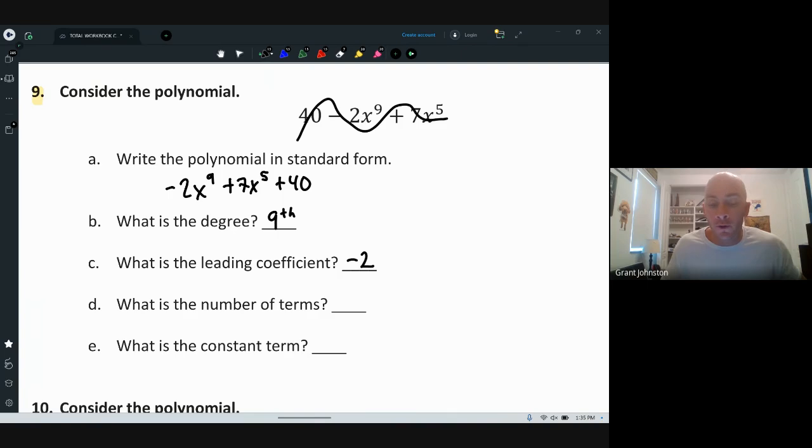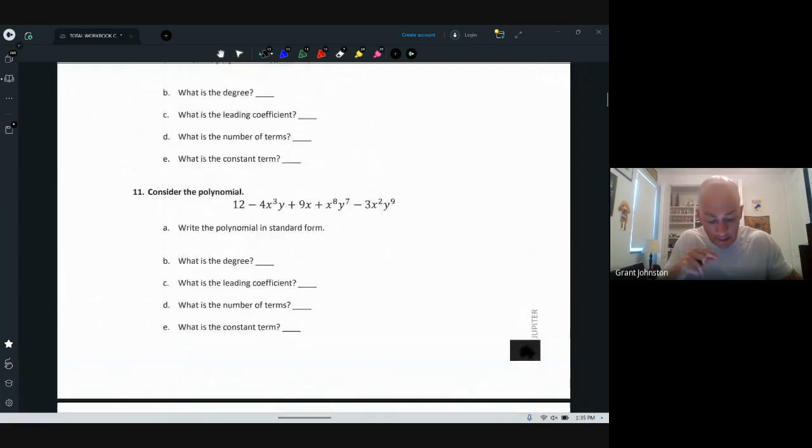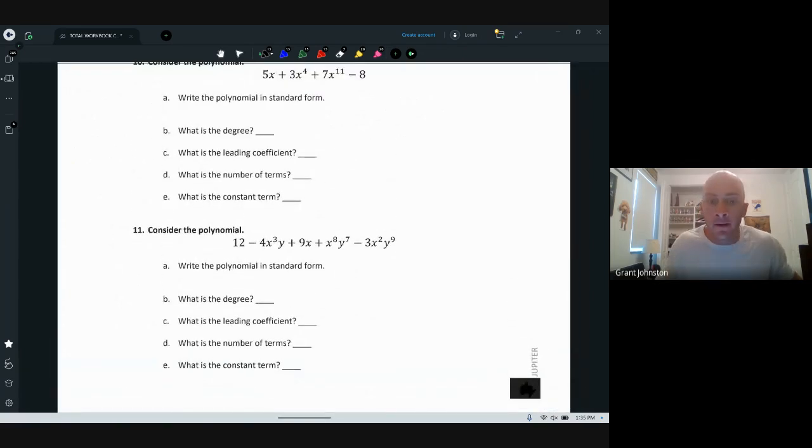What is the number of terms? There's 3 terms. The negative 2x to the 9th, the 7x to the 5th, and the 40. 3 terms. What is the constant term? So the constant term is defined as the term that doesn't have a variable. That's 40. That's the only one of those terms that doesn't have a variable. That's the constant term. All right, so I'll let you try 10 and 11. And that's defining polynomials.